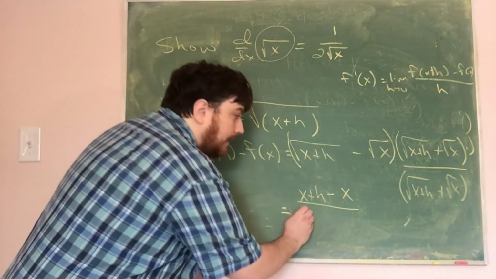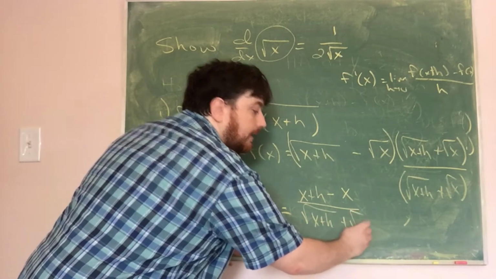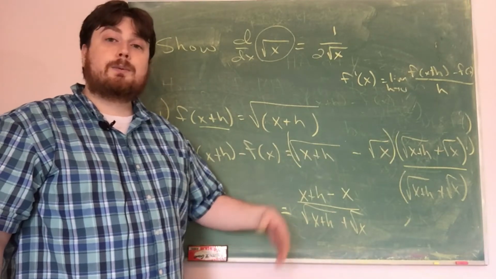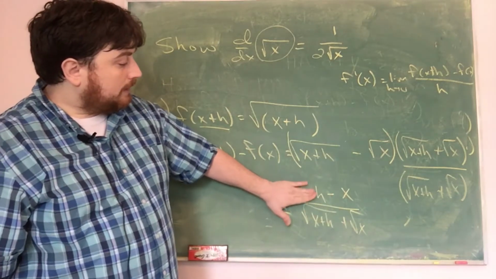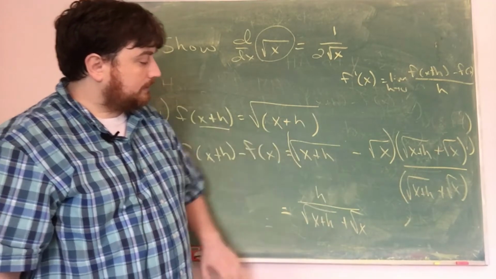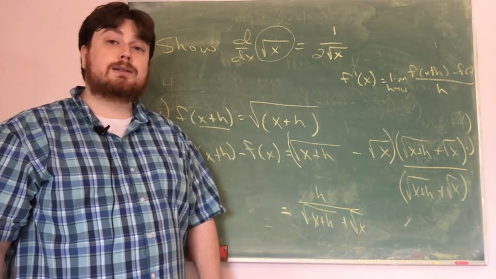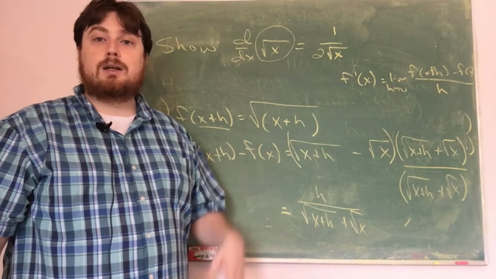Now, I still had everything over the square root of x plus h plus the square root of x, so I'm pulling that down as well. And now I can simplify a little bit more, and notice that I have an x minus an x. If I cancel those out, I'm left with h over the square root of x plus h plus the square root of x. Now I've simplified this step as much as I can, so I'll move on to the next step.